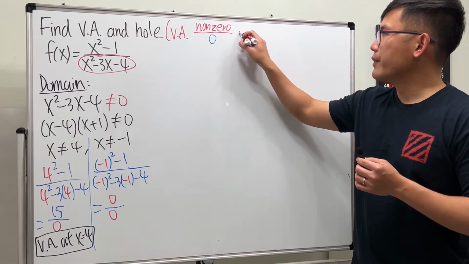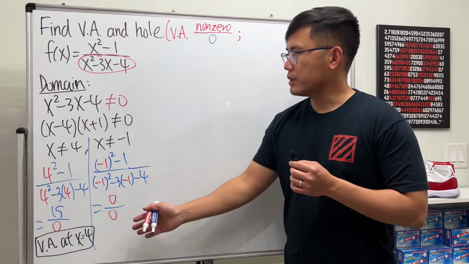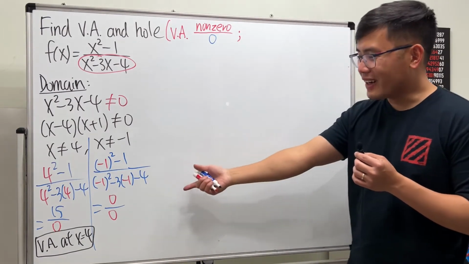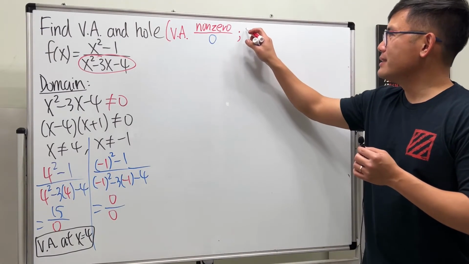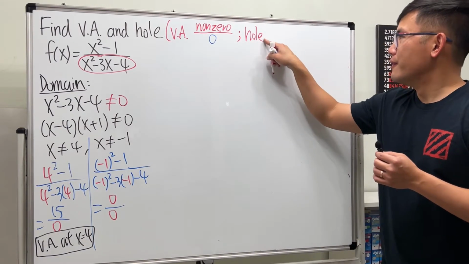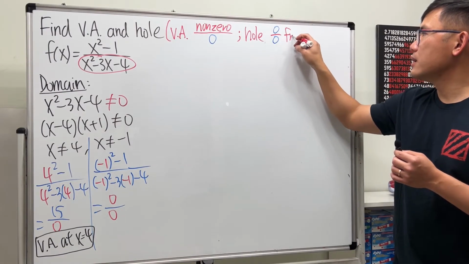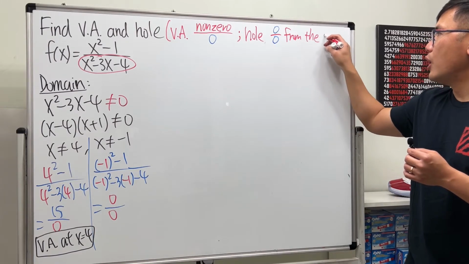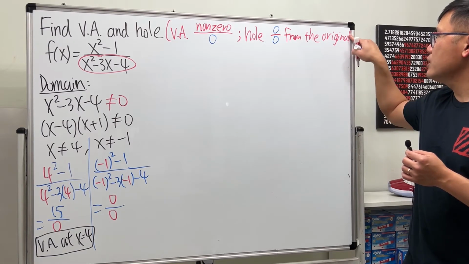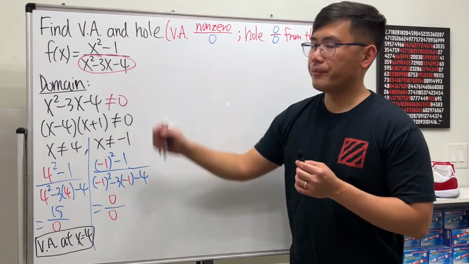All right, now, what's 0 over 0 though? Well, this right here is technically just a candidate of being a hole of the graph. So let me write this down right here for you guys. In order for us to get a hole, how do we do it? Firstly, we get 0 over 0 from the original, meaning that you don't reduce anything, just from the original, which we did right here, right? Because that's what we did.